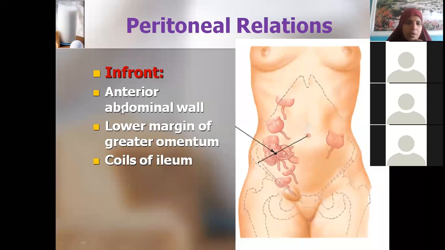Yes, ma'am. Okay. Now let us see what are the relations we have in front. See, this is the normal position of the cecum. In front it is related to the anterior abdominal wall. And we know the greater omentum will be freely hanging. So obviously the first layer of greater omentum which continues as the fourth layer will be coming and touching it. So that means the lower margin of greater omentum and coils of ileum form the anterior relations of the cecum. Did you understand better?